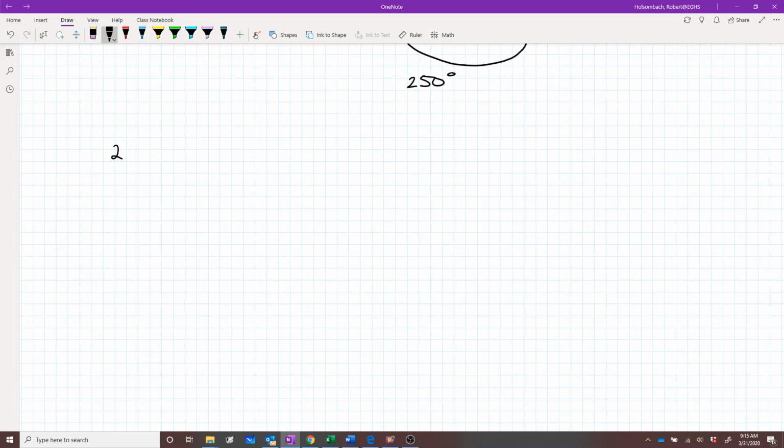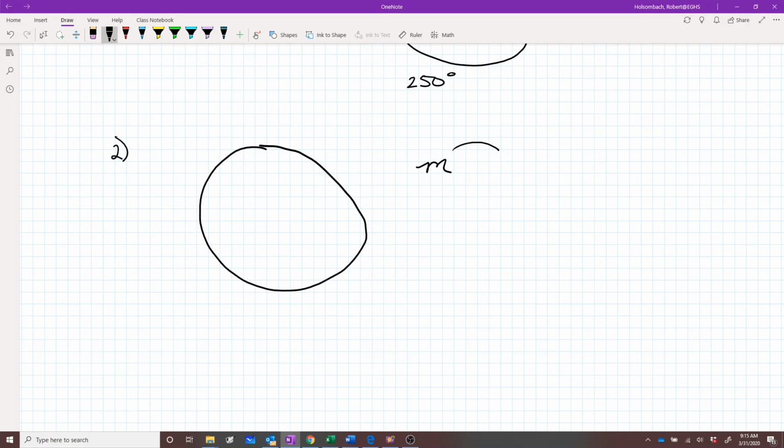Here's your practice problem number 2. We're going to find the measure of arc BCD. Point D is your point of tangency. We have 108 degrees, and we got points A, D, B, and C.